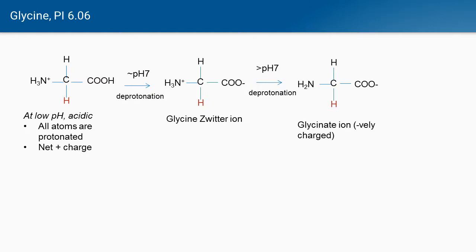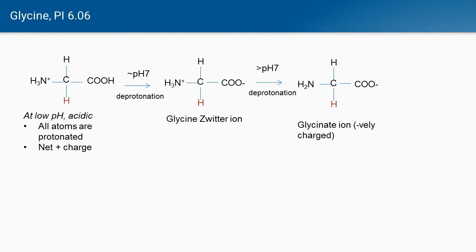So all the atoms in the amino acid get protonated, and in this way the glycine acquires a positive charge because the amino group is protonated and it has a positive charge. So at acidic pH, glycine has a positive charge.